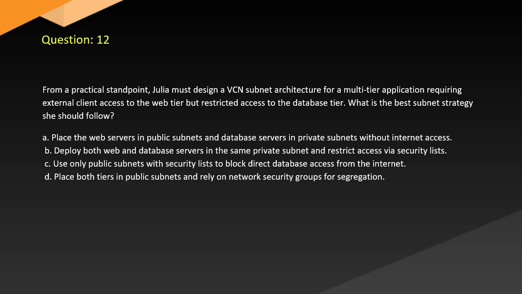B. Deploy both web and database servers in the same private subnet and restrict access via security lists. C. Use only public subnets with security lists to block direct database access from the internet. D. Place both tiers in public subnets and rely on network security groups for segregation.